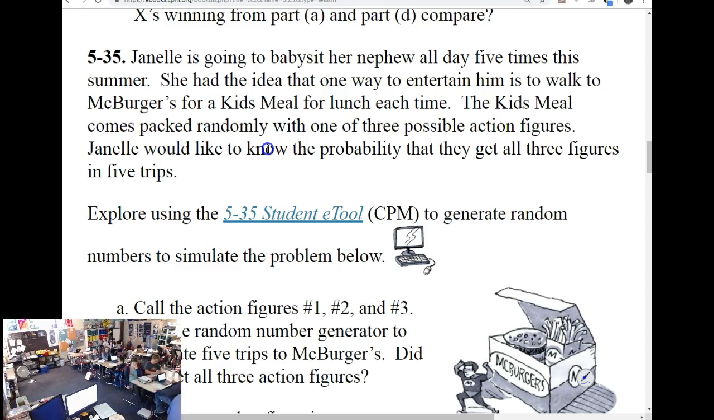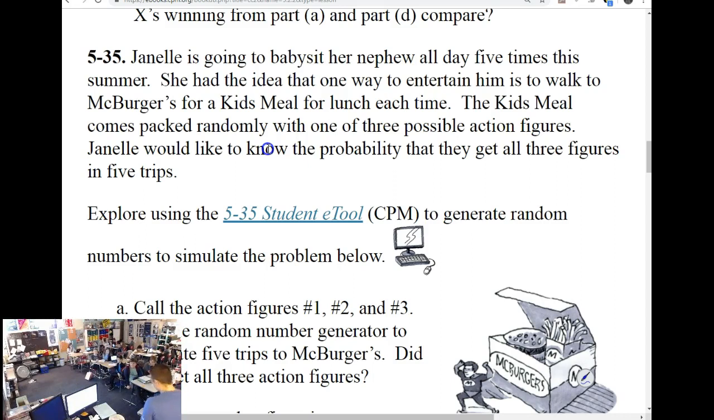Janelle is going to babysit her nephew all day 5 times this summer. She had the idea that one way to entertain him is to walk to McBurgers for a kid's meal for lunch each time. The kid's meal comes packed randomly with one of 3 possible action figures. Janelle would like to know the probability that they get all three figures in 5 trips.